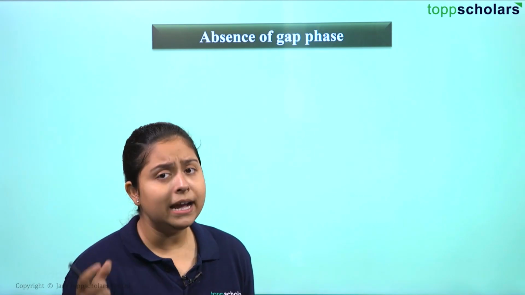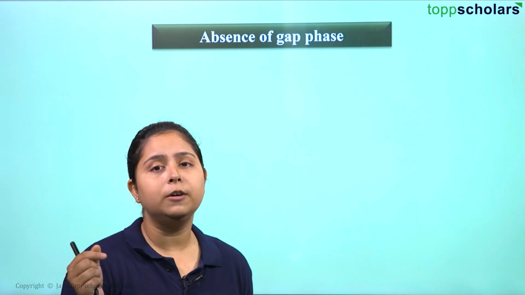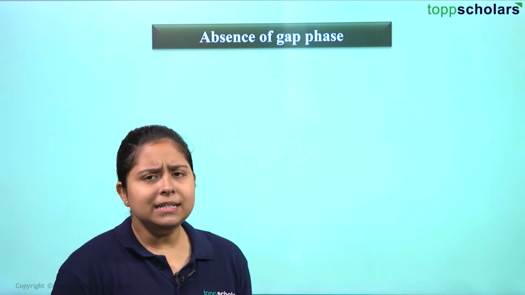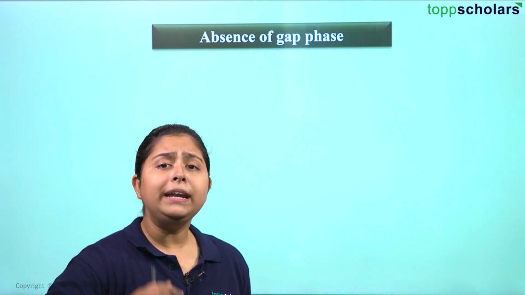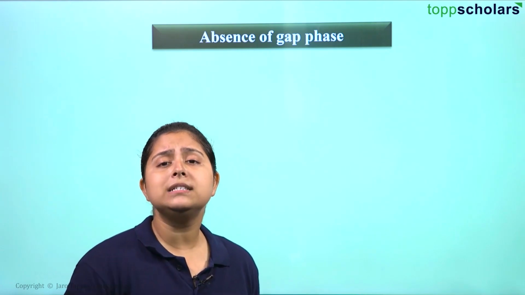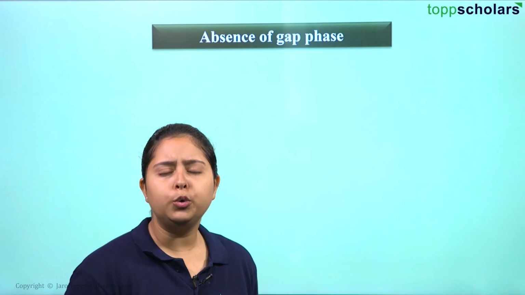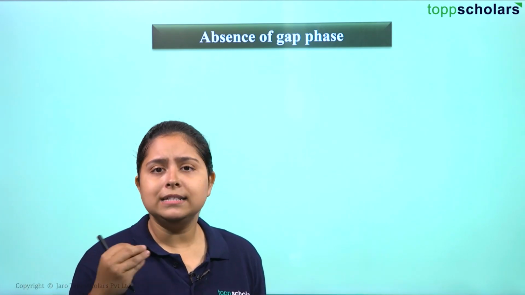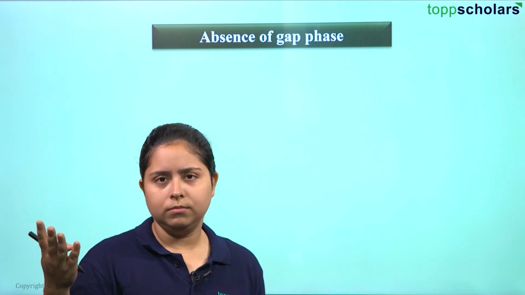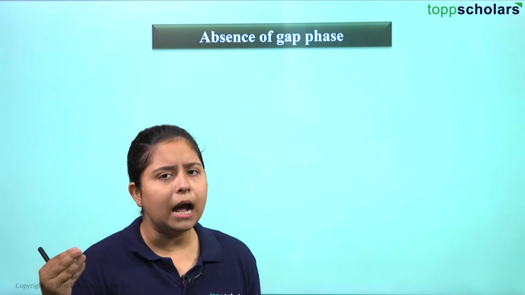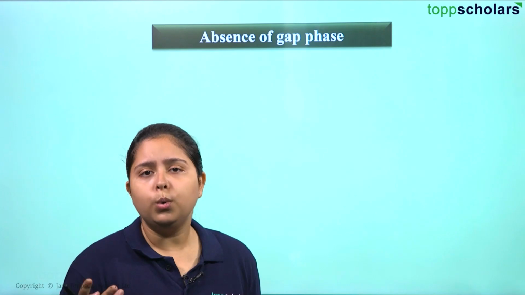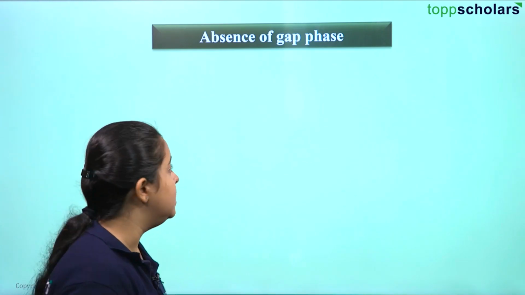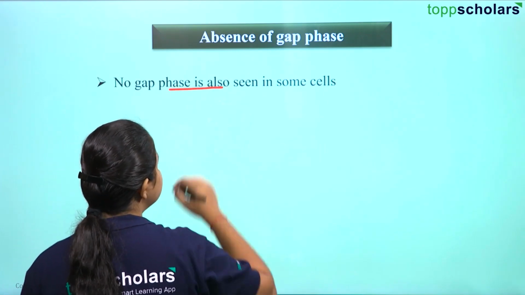Do you remember that the zygote is formed after the fusion of male and female gamete? What happens after that? The zygote repeatedly divides to increase its number. It will go from 1 to 2, from 2 to 4, then 8, 16. It will form a 32-celled stage and so on. Divisions are very rapid in a zygote. To do what? Yes, to form the embryo. So there are some cells which don't have the gap phase itself.